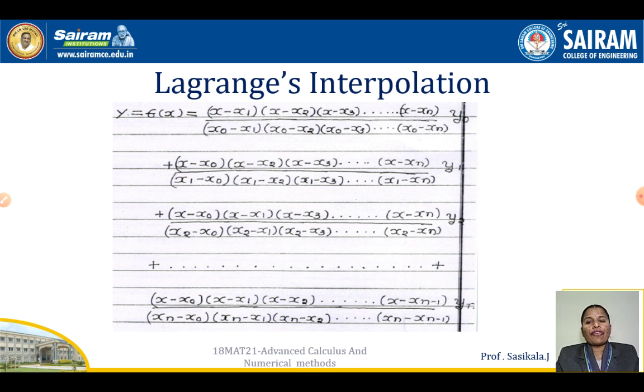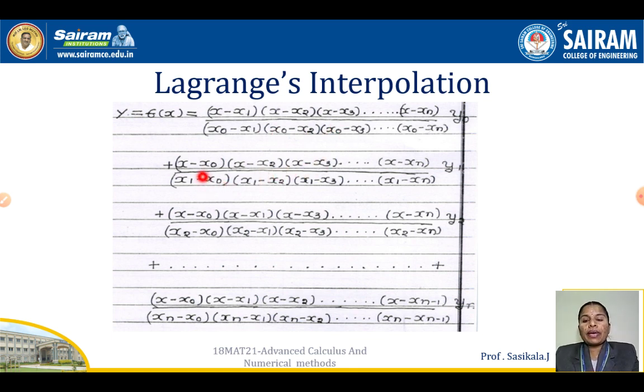So y is equal to f of x, which is equal to, the formula for the Lagrangian method is (x minus x1)(x minus x2)(x minus x3) etc. (x minus xn) by (x0 minus x1)(x0 minus x2) etc. up to (x0 minus xn) into y0. The first term is related to y0, then y1, y2 up to yn will be there. Note that the numerator starts from x minus x1 and the denominator starts from x0. All the terms are the same, but instead of x in the numerator, x0 is replaced in the denominator.